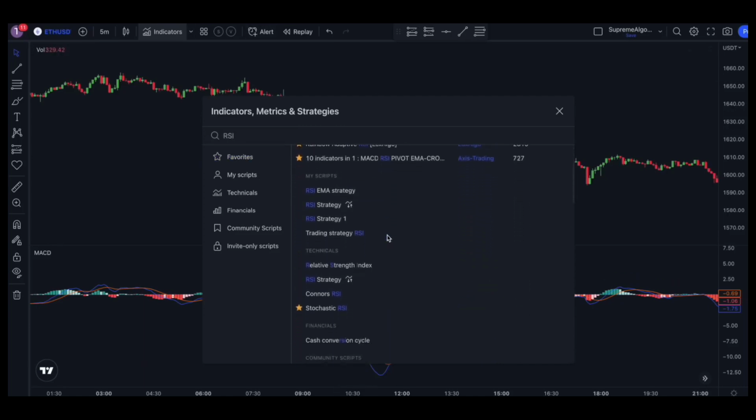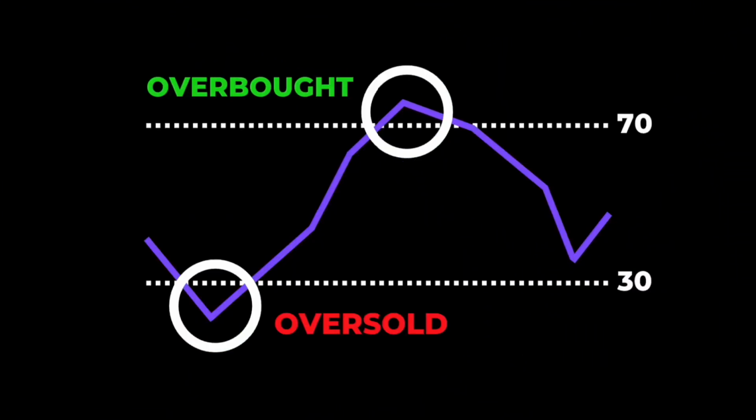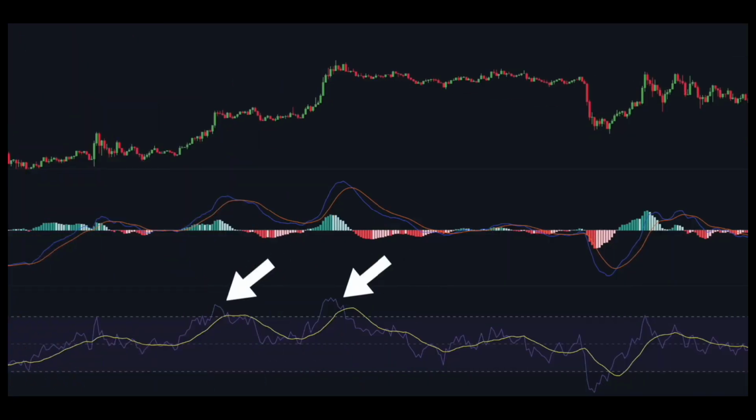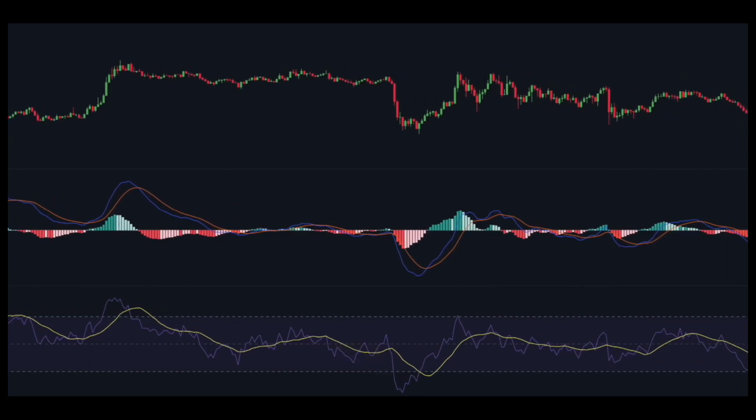The next indicator we need to add to the chart is called the Relative Strength Index, or RSI. The Relative Strength Index, RSI, is a technical analysis tool used by traders to measure the strength of a stock's price action. It is a momentum oscillator that measures the speed and change of price movements, ranging from 0 to 100. An RSI reading above 70 is considered overbought, which means that the stock may be due for a price correction or reversal. Conversely, an RSI reading below 30 is considered oversold, which means that the stock may be due for a price rebound or reversal.